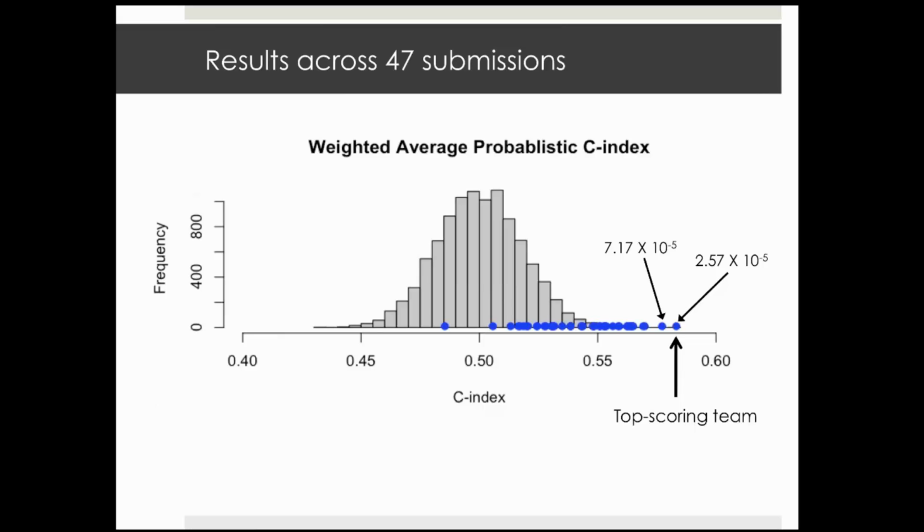So the gray bars here represent the null distribution, centered around 0.5. So this is the case if it was a completely random prediction, that we would expect a concordance of 0.5. Each dot represents the score from one of the teams. The top scoring team is the blue dot on the farthest to the right. Both that and the second scoring team were statistically distinguishable from each other and from team number 3. Which gave us confidence that the algorithm used in each of these methods vastly outperformed any of the other algorithms used in this particular challenge.